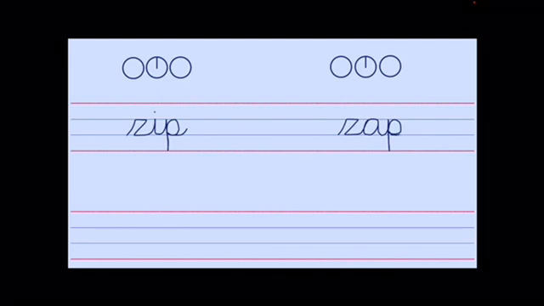And from there, we're going to have a non-word, a made-up word, to take us through the last three short vowel sounds. Zep. Z, E, P. Z is Z, E is E, P is P.